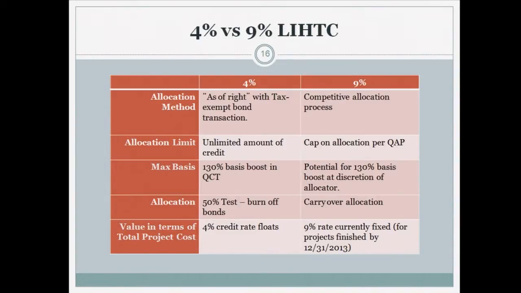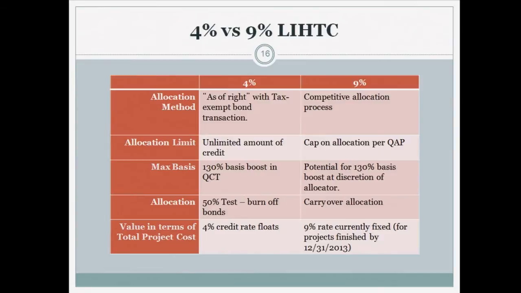This is a little more complicated than we need to go into here, but basically in both the 4% and the 9% program, if you are located in a qualified census tract, which is a census tract that I believe has more than 50% of its residents meeting the definition of poverty or low income, then you will qualify for what we call a 30% basis boost. It just means it's going to attract more equity and more credits to your project.